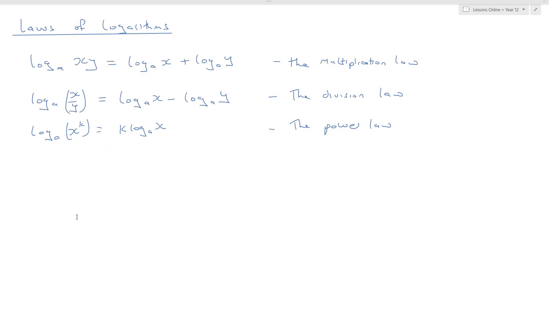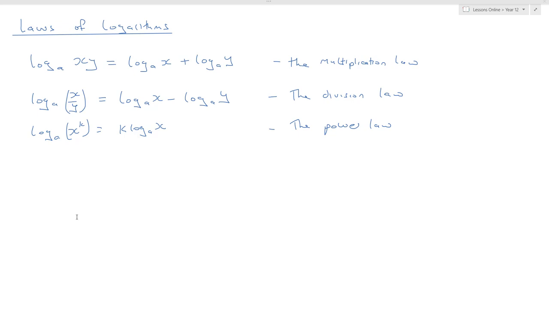So these are the 3 laws of logarithms. Log to the base a of x times y is equal to log to the base a of x plus log to the base a of y. It's the multiplication law. Log to the base a of x divided by y is equal to log to the base a of x minus log to the base a of y, the division law. And log to the base a of x to the power of k is equal to k log to the base a of x. That's the power law.